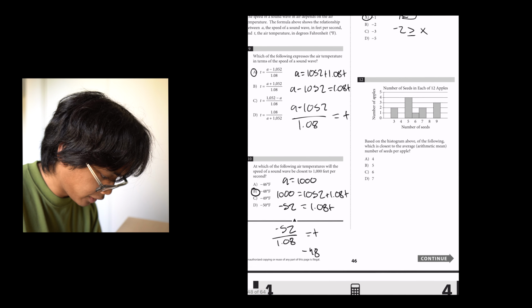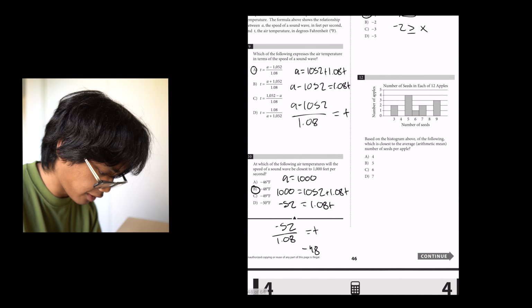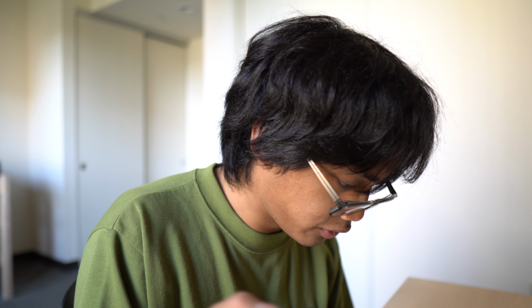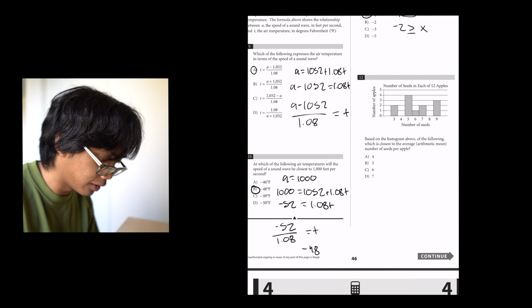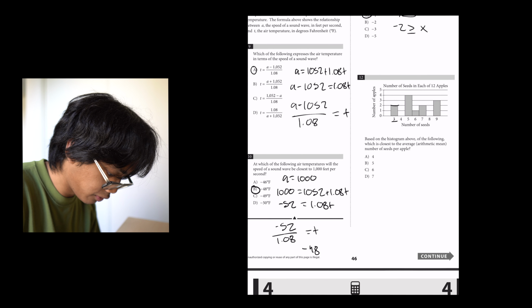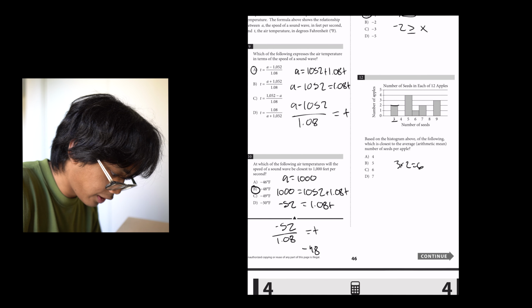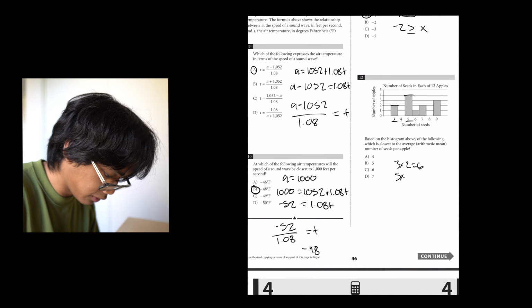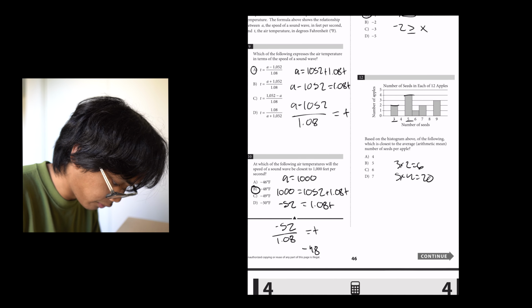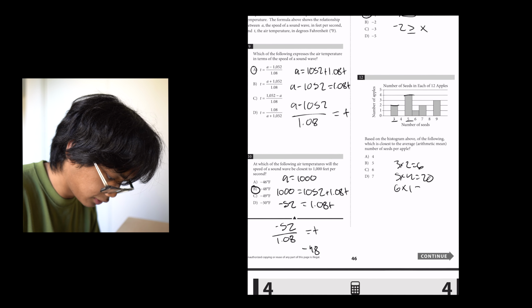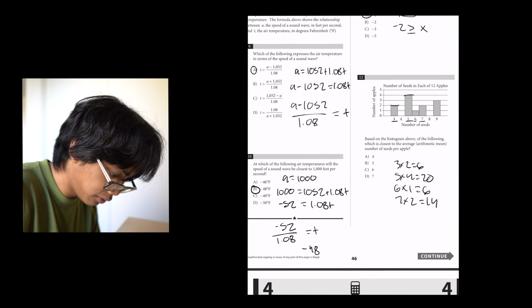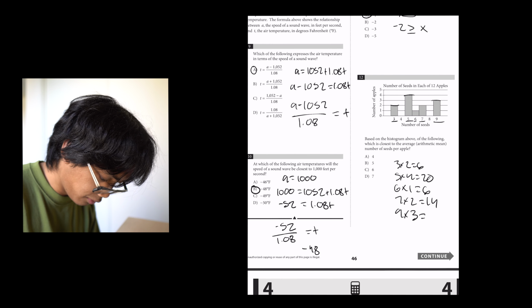All right, number 12. Based on the histogram above, of the following, which is the closest to the average number of seeds per apple? I'm not sure if there's a more proper way to do this, but we can just add everything up. For 3, we have 2 values, so 3 times 2 is 6. For 5, we have 4 values. 5 times 4 is 20. 6, we have 1 value. 6 times 1 equals 6. 7, we have 2 values. 7 times 2 is 14. And then 9, we have 3 values. 9 times 3 is 27.